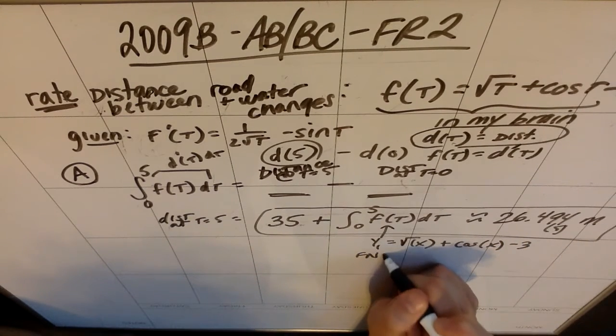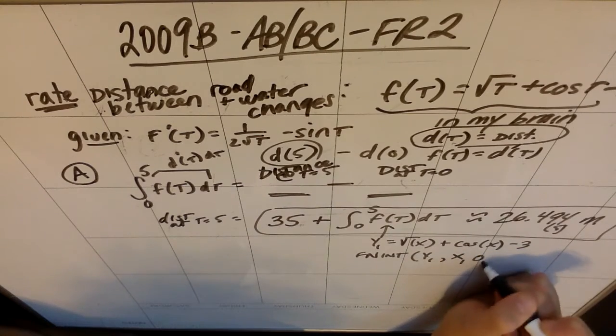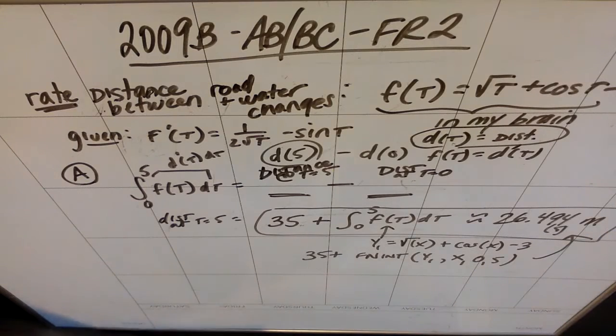You're going to do math 9, which is the function integrate of y1 with respect to x from 0 to 5, and you're going to add a 35 to that, and that's how we get this number right here, right? Make sure that you include units because there are units in this problem. All right, so that's part A.